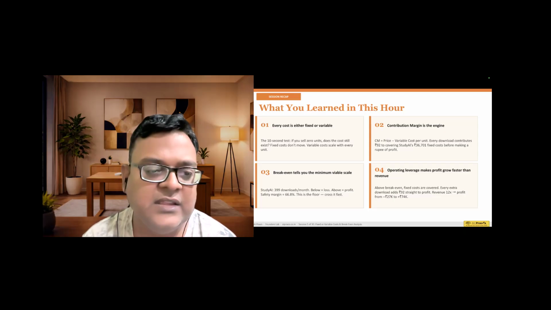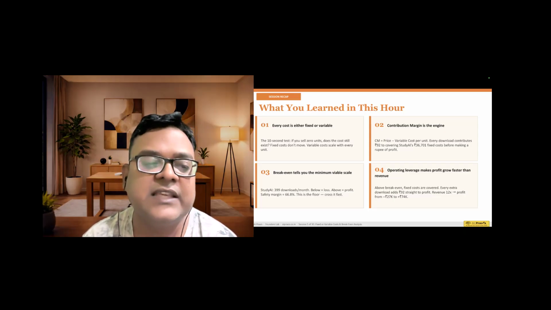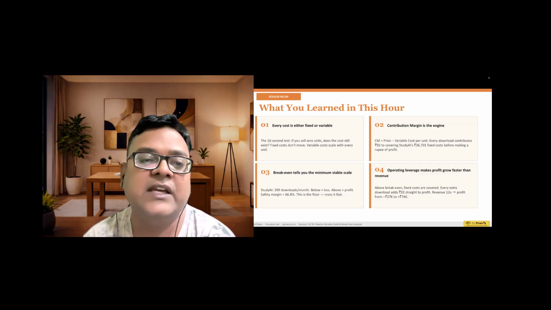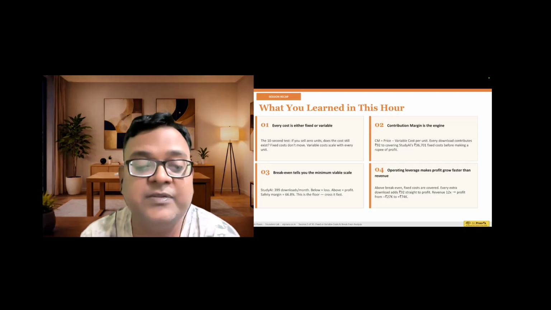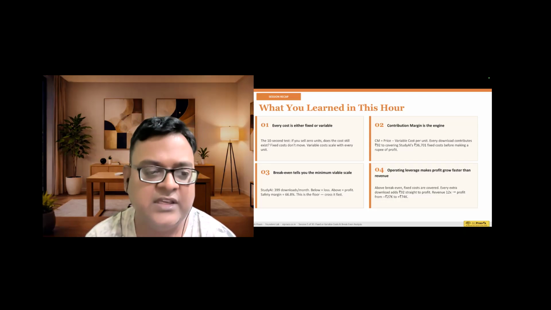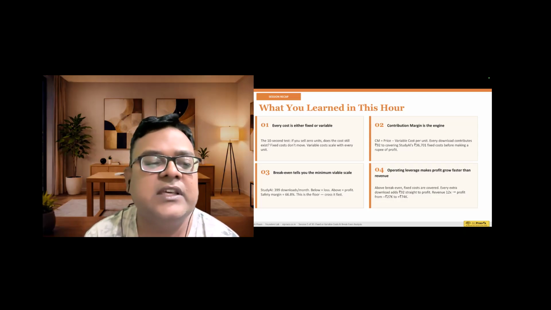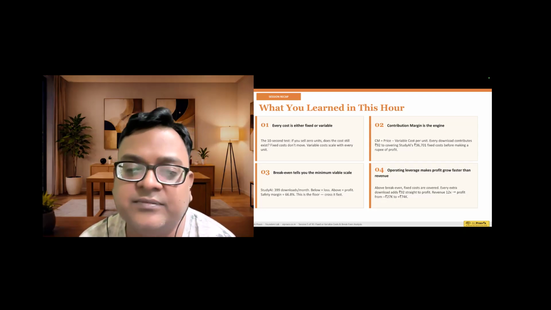The third one is break even tells you the minimum viable scale, which means if you know that you have to sell 399 downloads per month, and if you go below that, you will be at loss. And if you go significantly above it, you're actually making profit. So there's a safety margin that you already calculated, which is 66.8%. This is the floor. Please cross it.